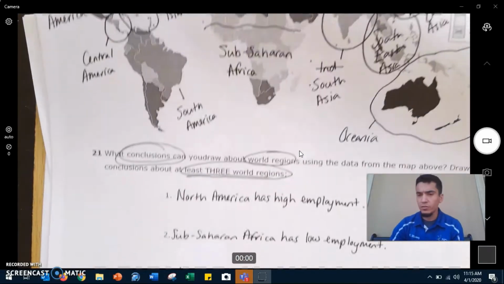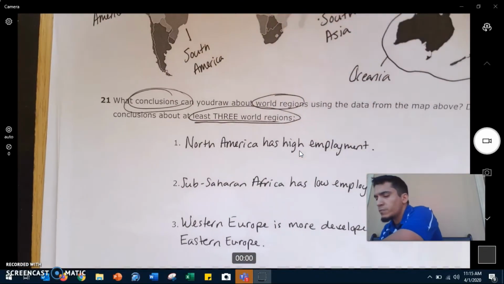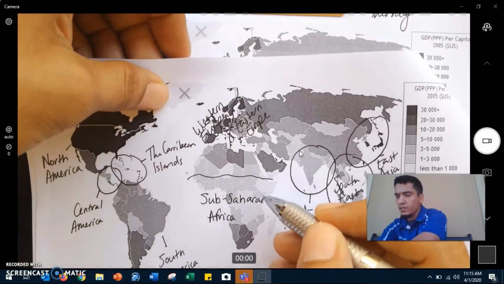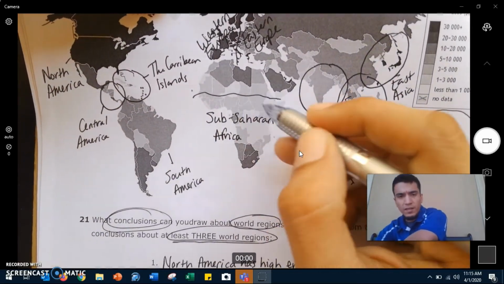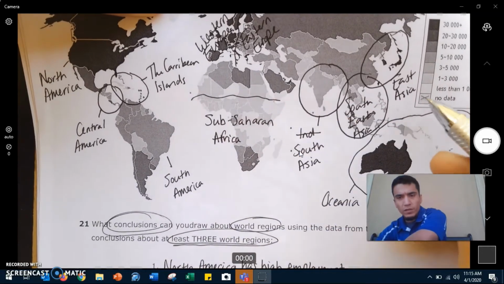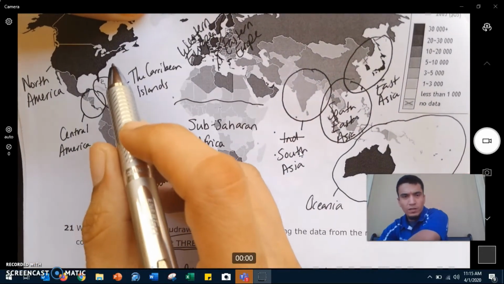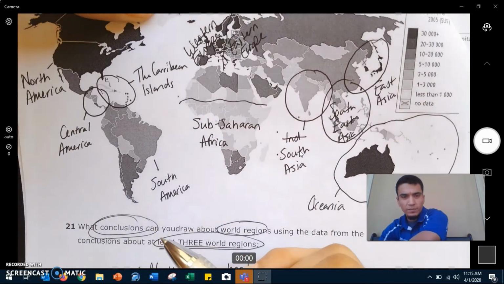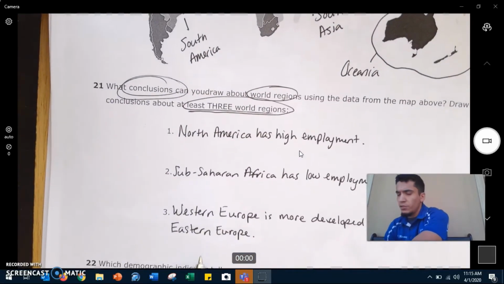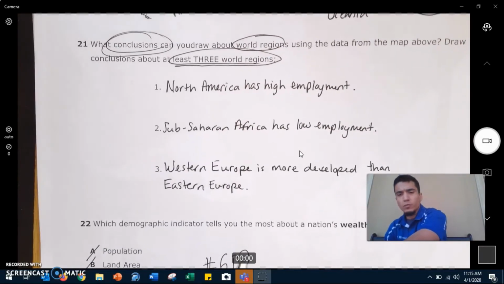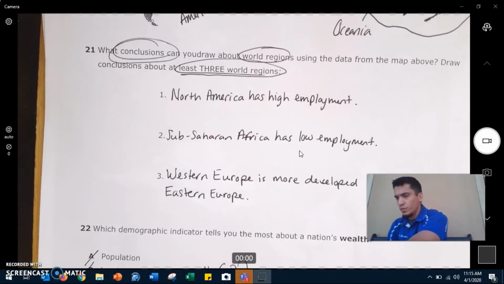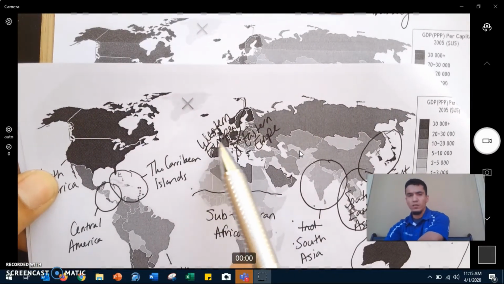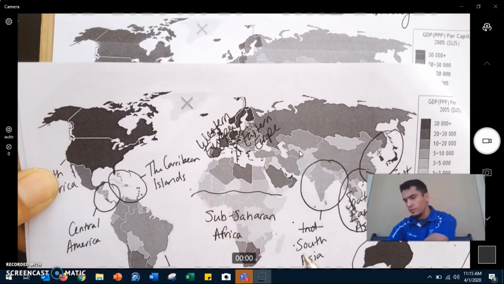The second conclusion I came up with was Sub-Saharan Africa had low employment because if we looked at the GDP in Sub-Saharan Africa, it was really low compared to regions like North America, Oceania, even South America. The third conclusion I came up with was Western Europe was more developed than Eastern Europe. So if we look here, we see a darker side on Western Europe than we do Eastern Europe.